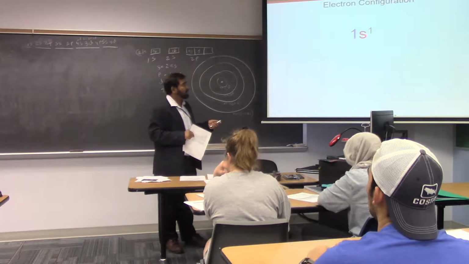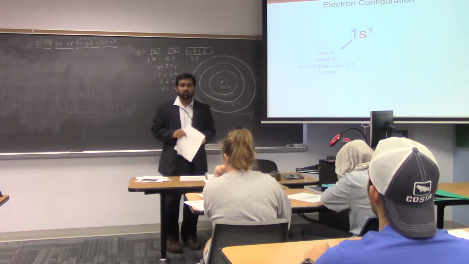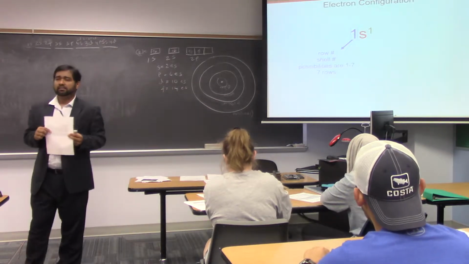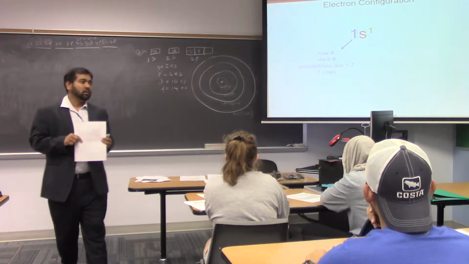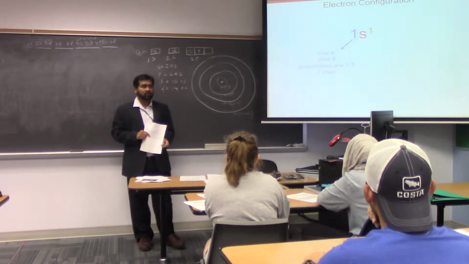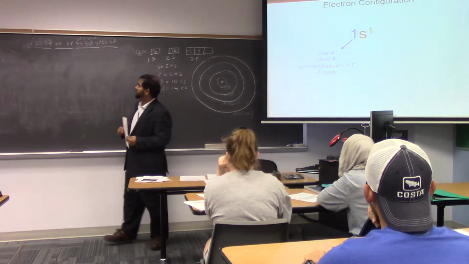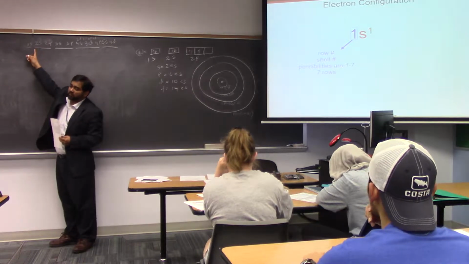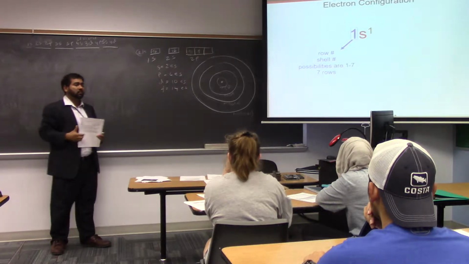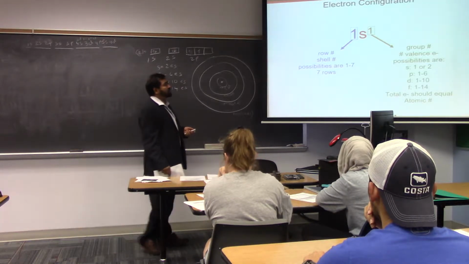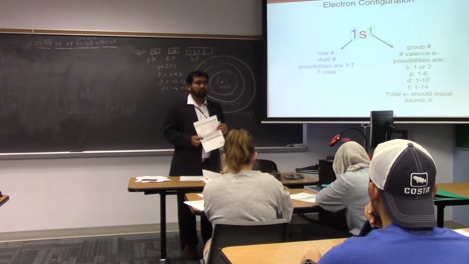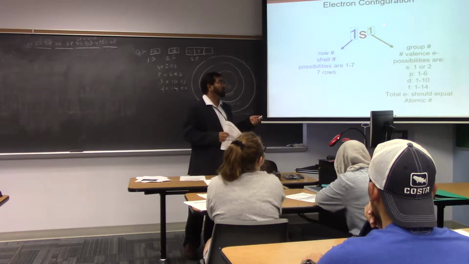And what does the S in the middle say? What does S mean? S is the orbital. Which orbital is the electron in? If it is S, that means it is in the S orbital, right? P means P orbital. S, P, D, F, they are the orbitals. And how about this exponent? This exponent means the number of electrons.